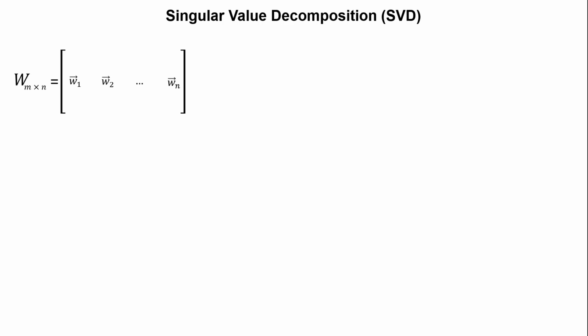The SVD algorithm says we can write any arbitrary matrix as a multiplication of three matrices. The first one is called U, which is m by m. The next one is sigma, which has the same shape as our original matrix, which is m by n. And the last one is the transpose of matrix V, which is n by n. Now let's understand what these matrices are.